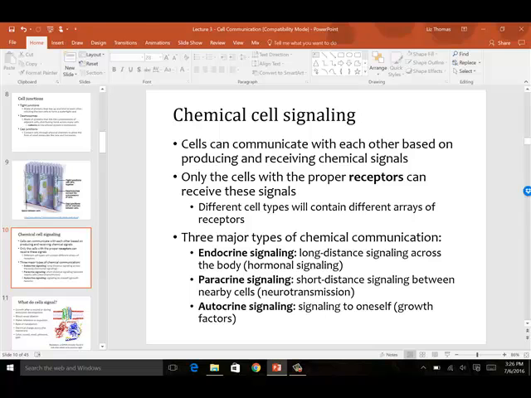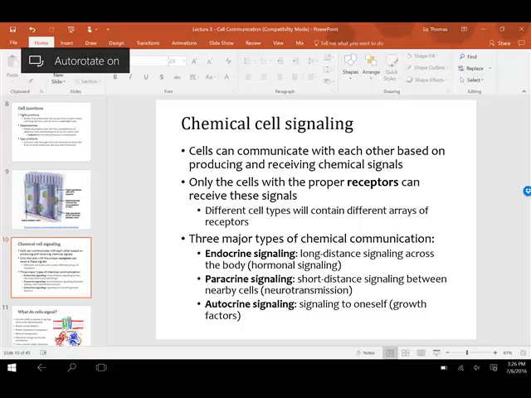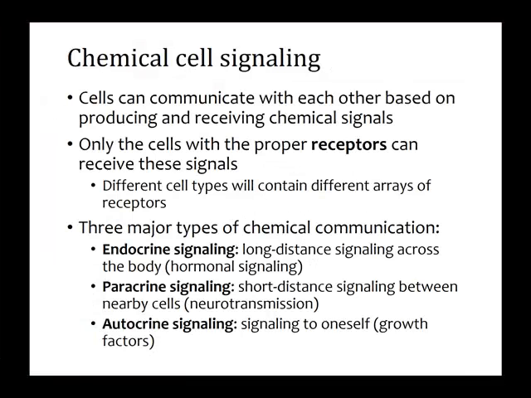So, we finished talking about physical signaling, where cells make physical contact with each other. Now we are getting into chemical cell signaling. And with chemical cell signaling, we need two components. The first component is a receptor, and this receptor is almost always made of protein. And then we need the signaling molecule.